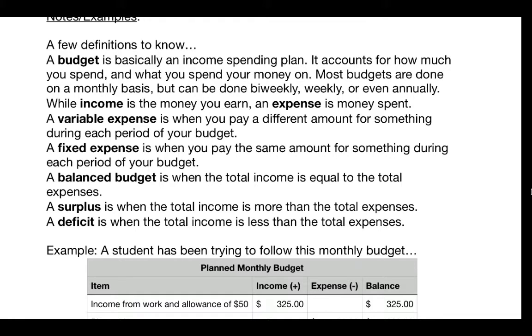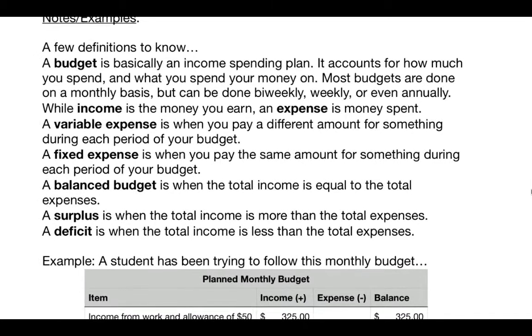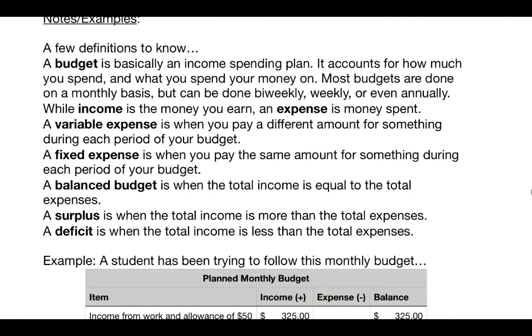Again, kind of an obvious definition here. Most people may already know these definitions, but income is money you earn, and an expense is money that you're spending. One thing that's really important to know the difference between is a variable expense and a fixed expense. A variable expense is when you pay a different amount of money during each period of your budget.